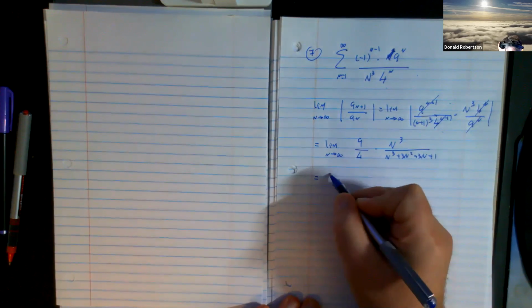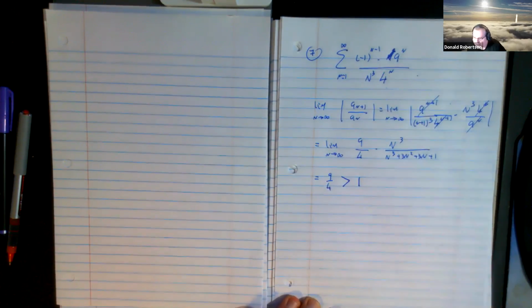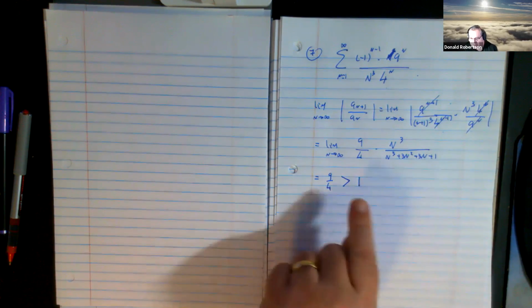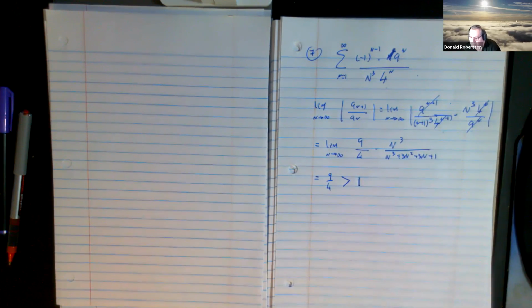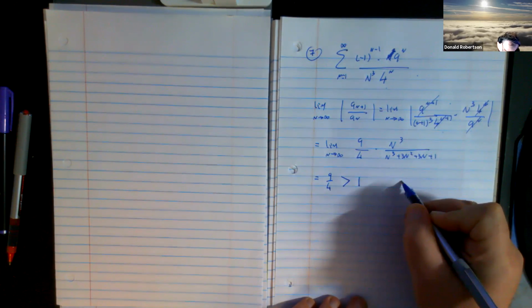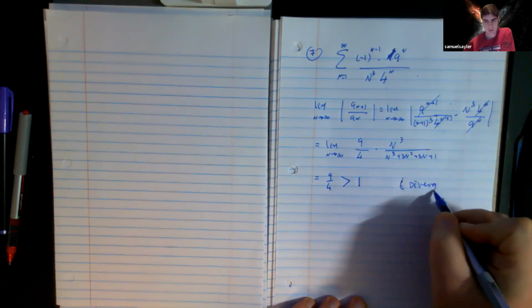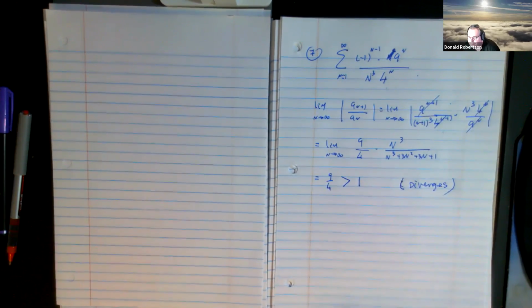So what's the answer? The answer is 9/4. But that's bigger than 1. And according to the ratio test, if the limit is bigger than 1, what's your conclusion? Diverges. And that should have been the answer.